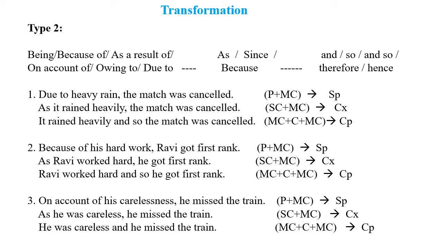Because of his hard work, Ravi got first rank. As Ravi worked hard, he got first rank. Ravi worked hard and so he got first rank. On account of his carelessness, he missed the train. As he was careless, he missed the train. He was careless and so he missed the train. So, being, because of, as a result of, on account of, owing to, due to; as, since, because; and so, therefore.